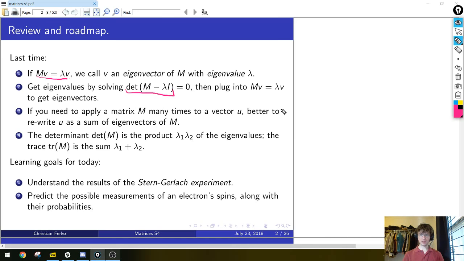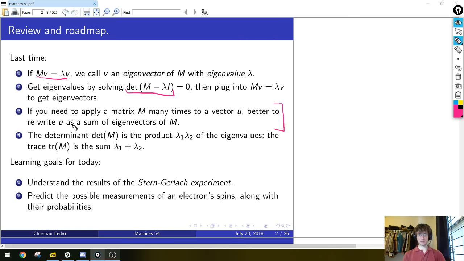And then for Fibonacci, we saw that there's this very convenient way of repeatedly applying a matrix. So if you need to apply a matrix M many times, which is repeatedly evaluating a composed function on U, it's much easier if you rewrite U in terms of eigenvectors, because then it just multiplies by scalars.